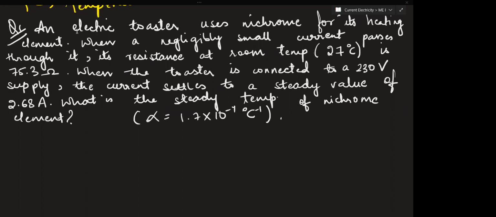You don't have the second value of resistance, but with the help of voltage and current, you can easily calculate the second resistance as well. And temperature is unknown. Alpha of nichrome is also given to you, that is 1.7 times 10 to the power minus 4 per degree Celsius. See, just check if you get your answer, and submit it in the chat box.